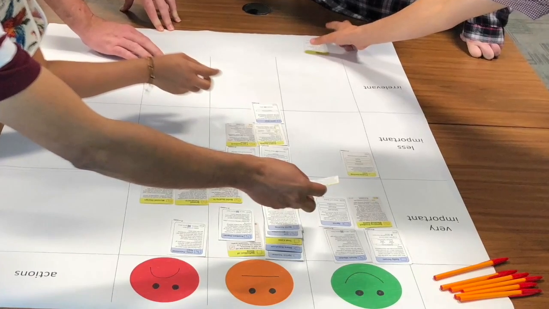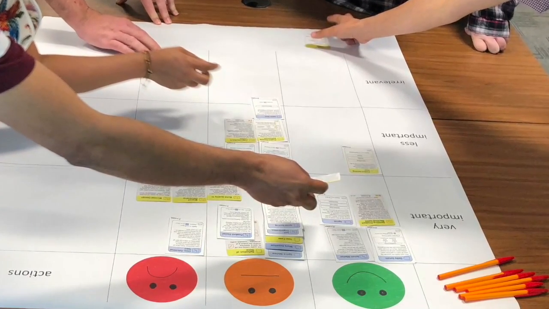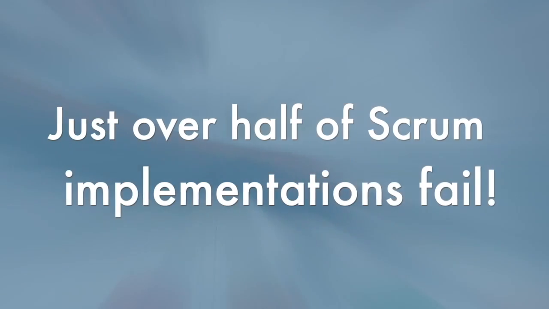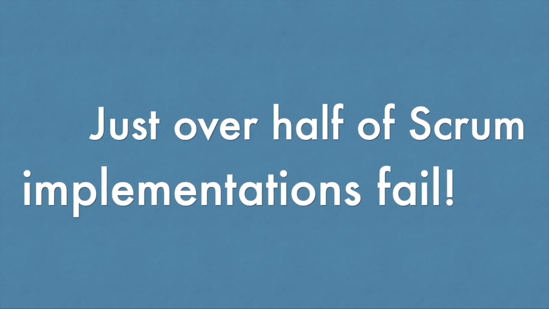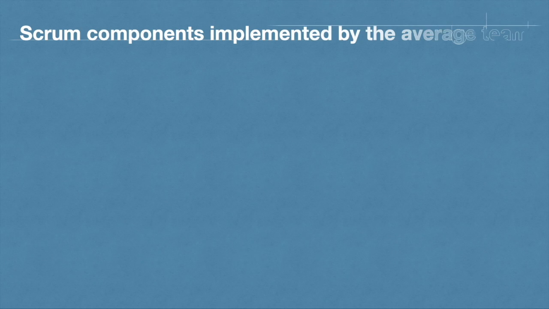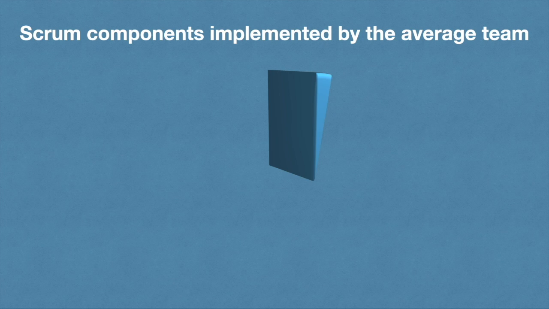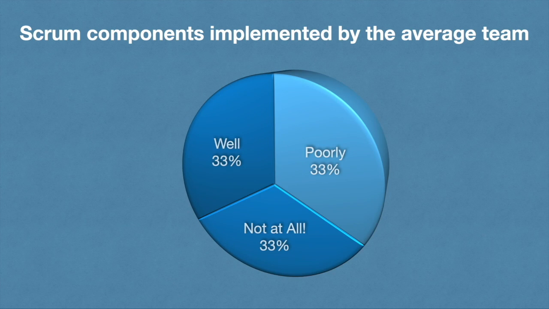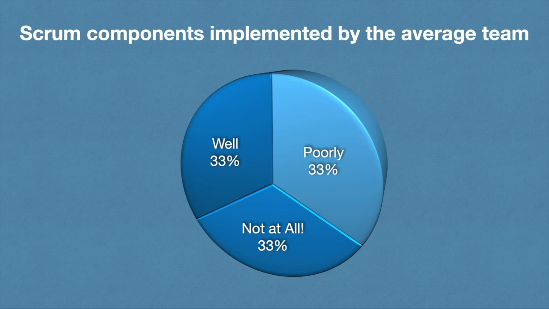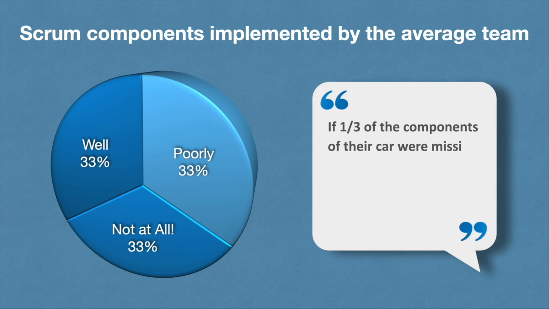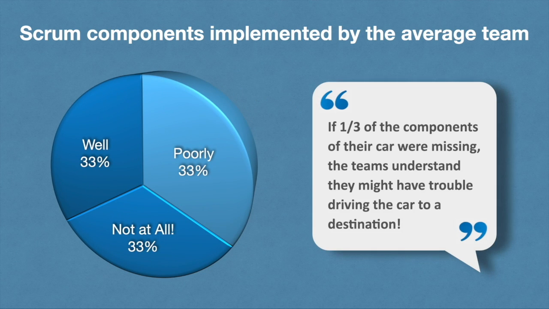Here's some statistics that you might find surprising. Just over half of all Scrum implementations fail. Jeff Sutherland found that in training teams using the Essence cards, the average Scrum team implements 1/3 of the 21 components of Scrum well, 1/3 of the components poorly, and 1/3 of the pieces not at all. Jeff compares this to driving a car with 1/3 of the components missing, yet still expecting to get to your destination.